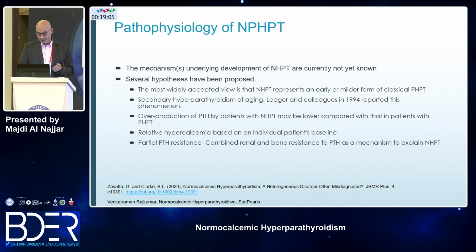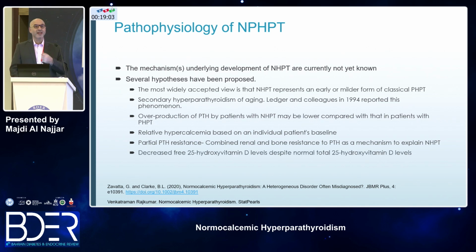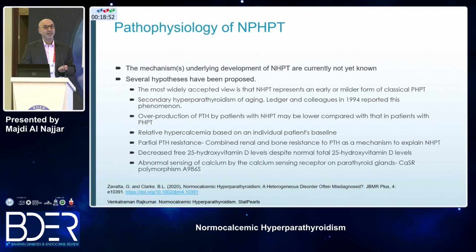Another theory is partial PTH resistance at the kidney and the bone level. Another theory is vitamin D, which we talked about this morning. They said patients tend to have a lower level of free vitamin D, though they have normal total vitamin D. Finally, some people suggest they may have an abnormality in the calcium sensing receptor, so they produce higher PTH than the normal population.